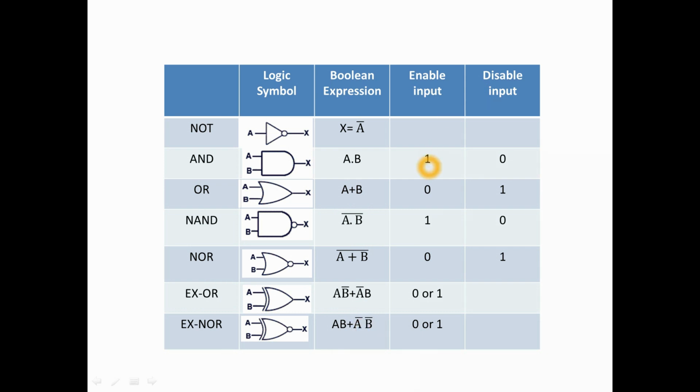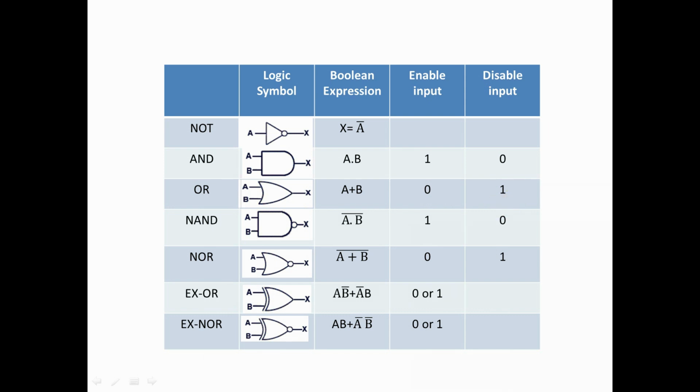The enable input for AND gate is 1. If you give 1 to one of the inputs, the output depends on the other inputs. If you give 0 to one of the inputs of the AND gate, the output is 0 irrespective of the other inputs. That is, the disable input of the AND gate is 0. For OR gate, if one of the inputs is 0, then the output depends on the other inputs. If you give logic 1 to any one of the inputs of the OR gate, the output is logic 1 irrespective of the other inputs. That is, the disable input of the OR gate is logic 1.